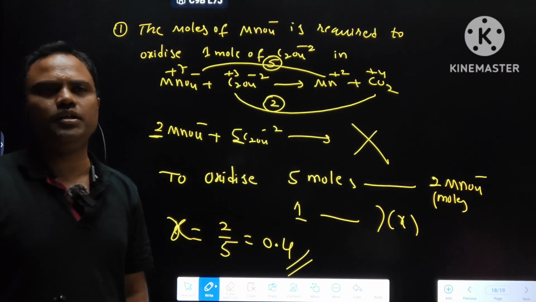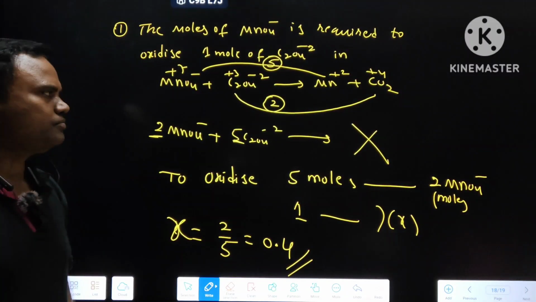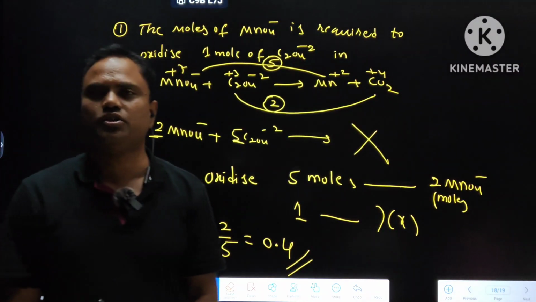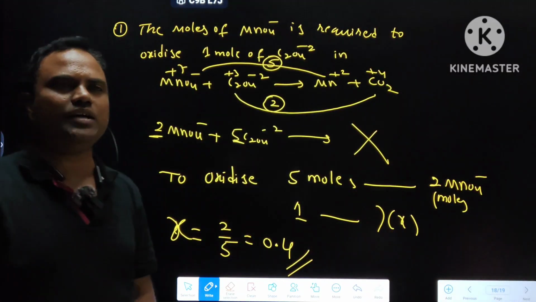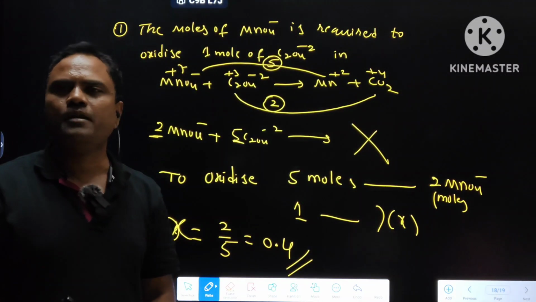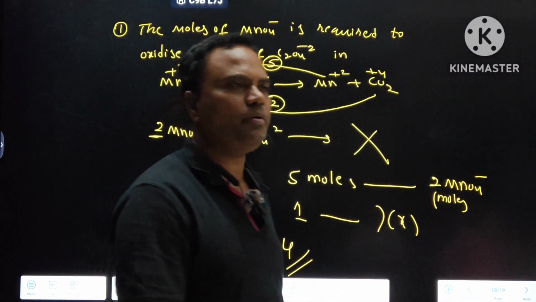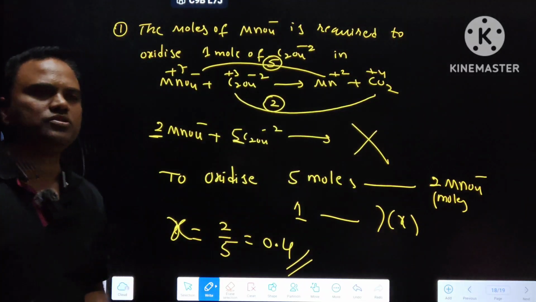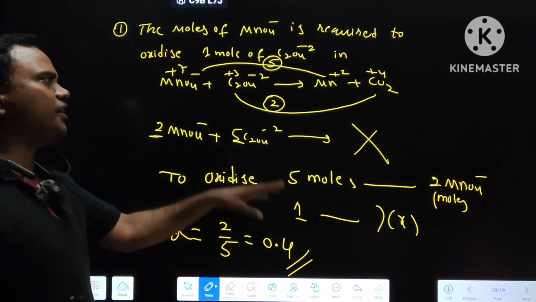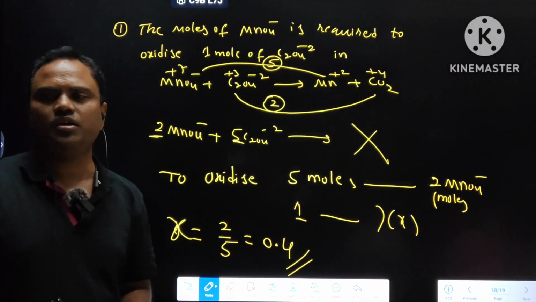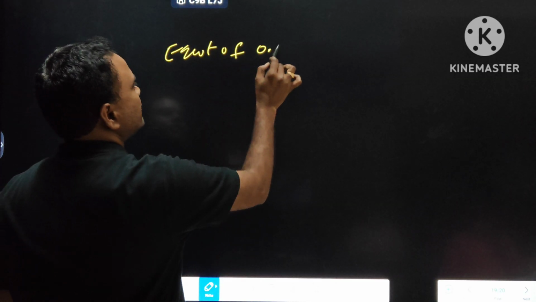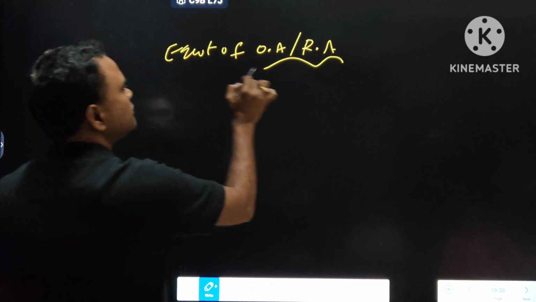Okay, but related to balancing concept only. And do you know what the equivalent weights of oxidizing agent and reducing agent are? We know the equivalent weight of an acid: molecular weight by basicity. Equivalent weight of a base, molecular weight by acidity. Equivalent weight of a salt, molecular weight by charge over cation or anion. Similarly, the equivalent weight of an oxidizing agent (OA) or reducing agent (RA).